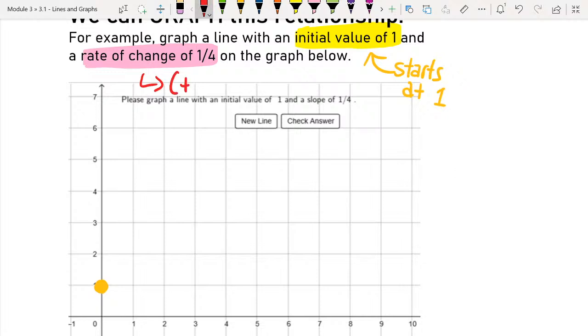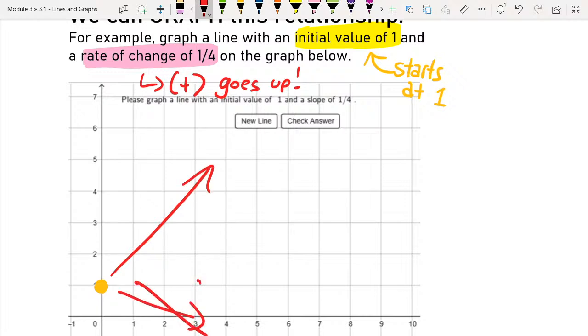So since it's positive, this line must be going up. So it goes up. Ooh, the less common spelling of goes with a U. Interesting. That means the line's going to go this way. It's not going to go that way. Does that make sense? We know the direction it's going.